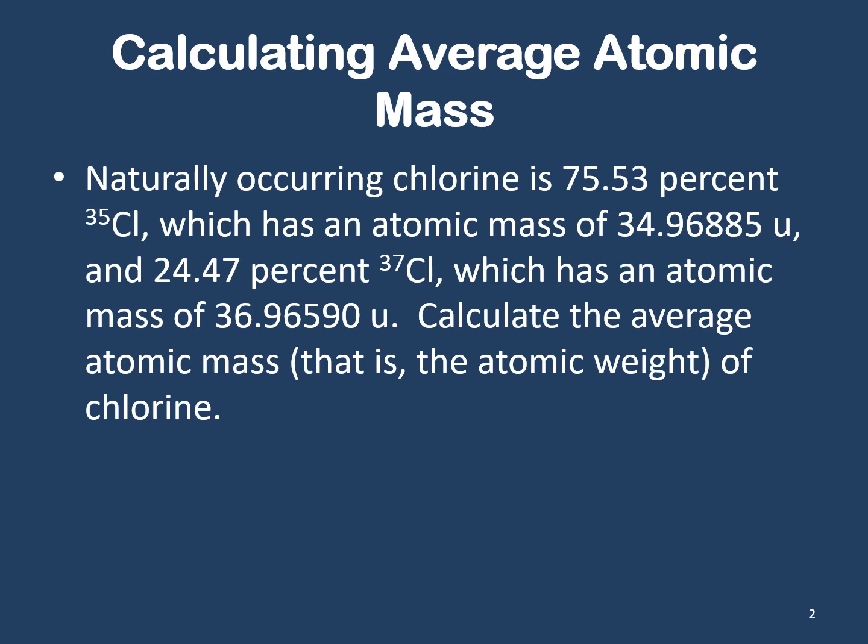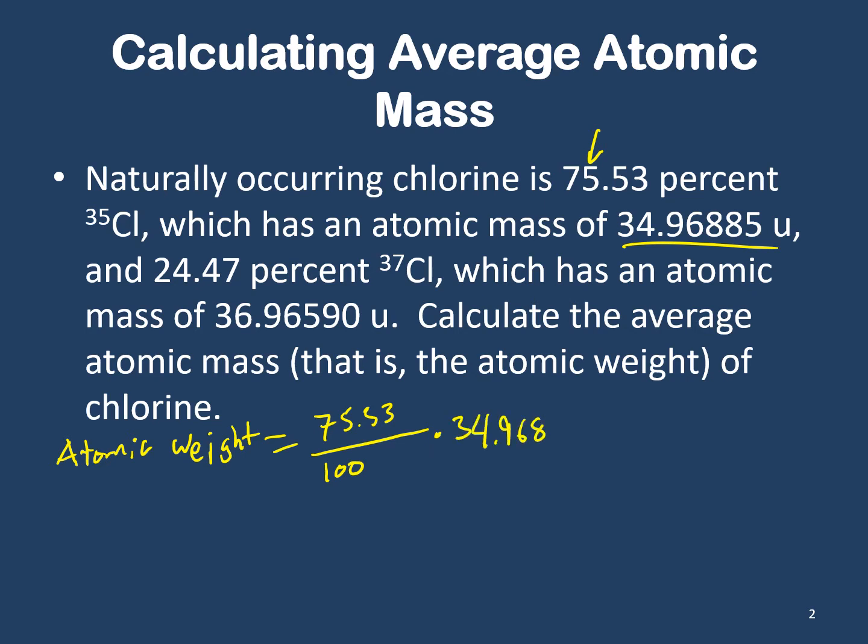Well, if we just utilize our equation here, we know the atomic weight is equal to the percent abundance of, we'll just call this one isotope 1, so 75.53 divided by 100 times the mass of that isotope, 34.96885 atomic mass units, plus 24.47 divided by 100 times the atomic mass of that other one, 36.96590 atomic mass units.